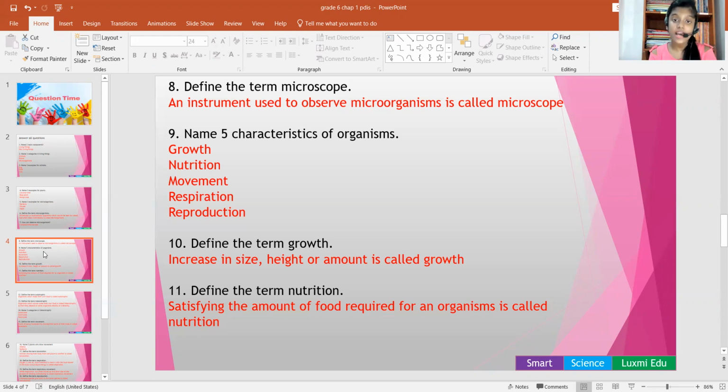Then define the term growth. They're asking what the meaning of growth is. An organism which increases in size, height, or amount is called growth. Then define the term nutrition. Satisfying the amount of food which is required for an organism is called nutrition.